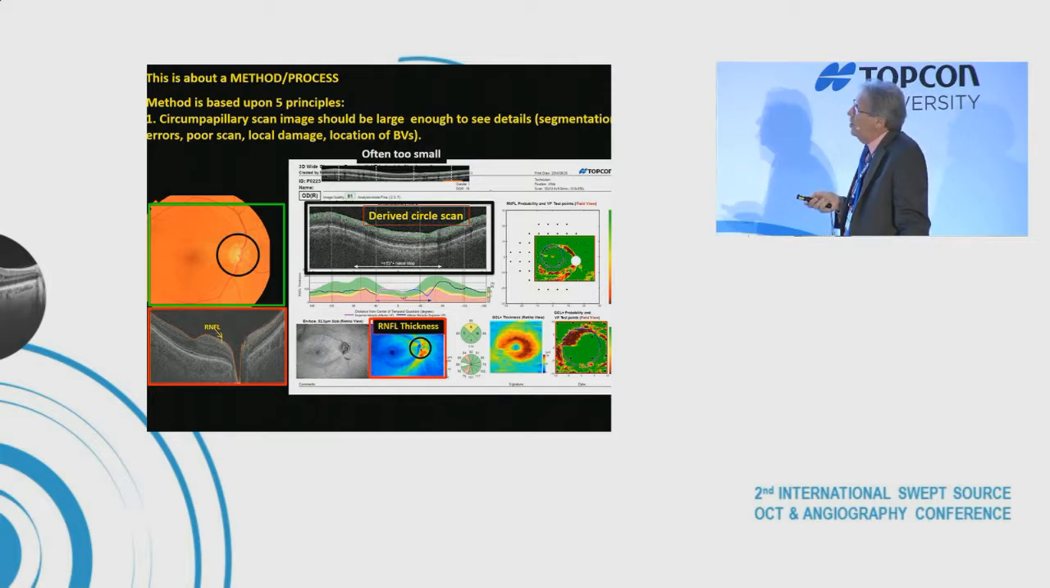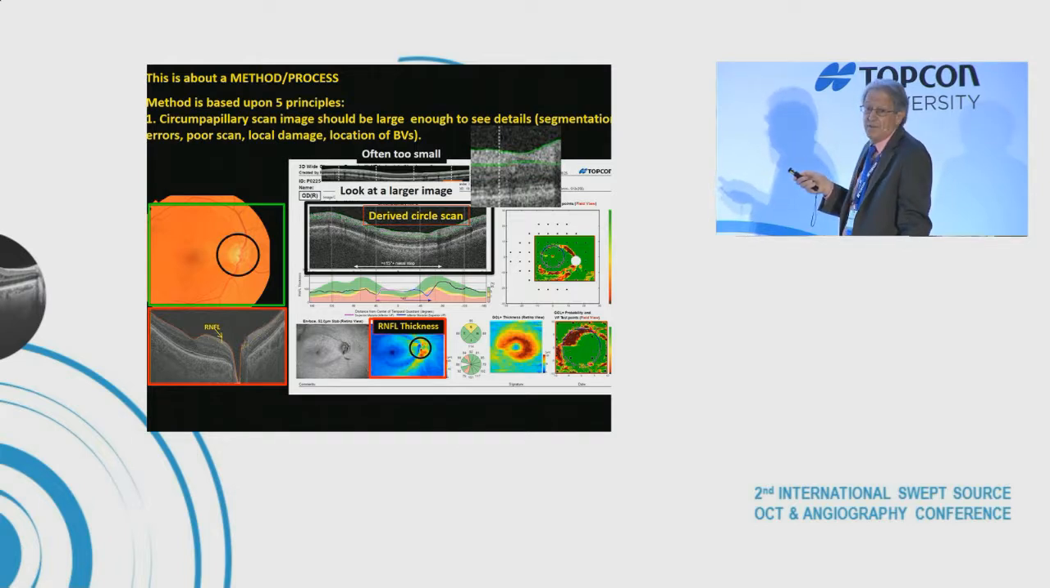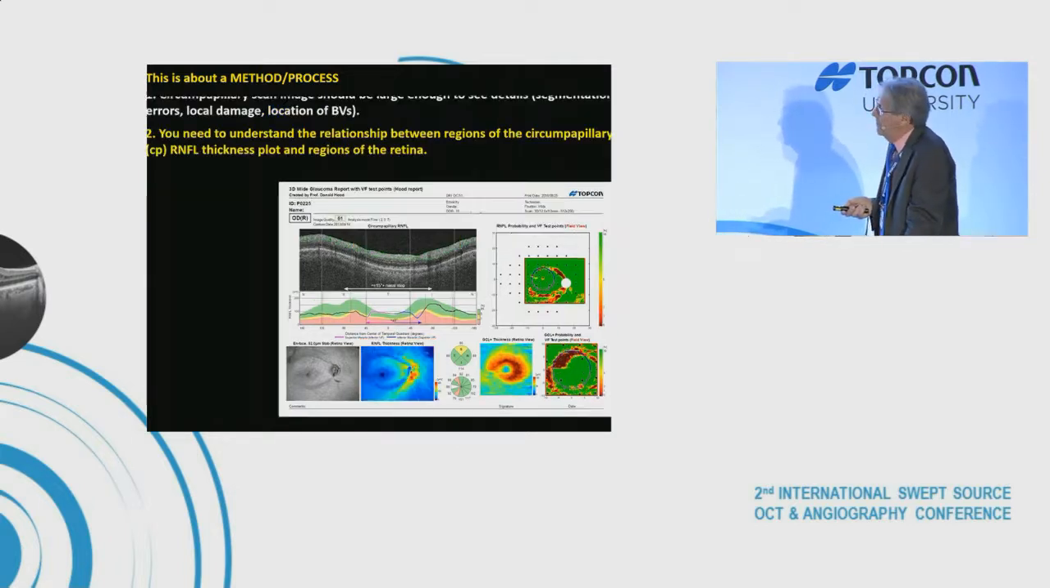So you want that to be large enough so you can see if there's segmentation errors, so you can see if it's a poor scan, you can see where the blood vessels are, and if you blow it up, you can see in this case, there's almost no tissue left there. That's where the damage is.